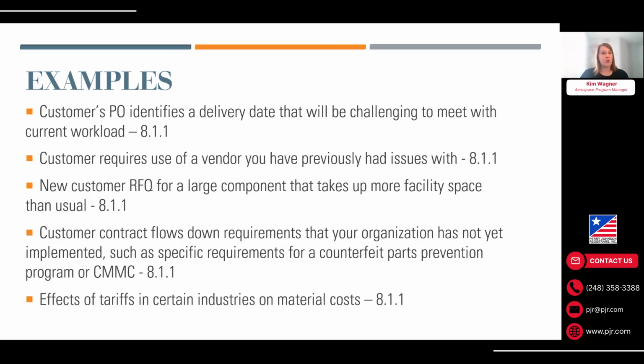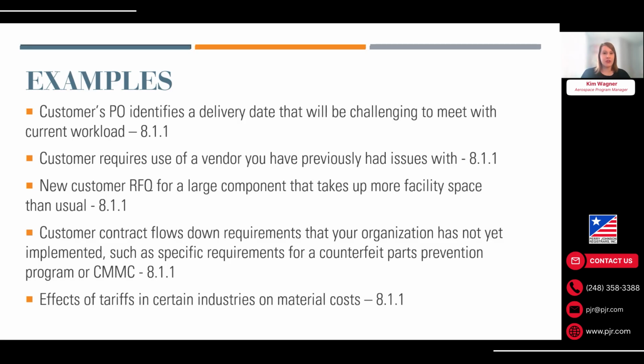A new customer request for quote for a large component that takes up more facility space than usual. So you're getting a request for a quote. The customer wants a really large component where it's going to take a lot of maneuvering, a lot of moving things around for you to actually fulfill that RFQ, that quote, right? So that would be a potential risk. Maybe you mitigate it. Maybe you just say this is not something that you can quote.